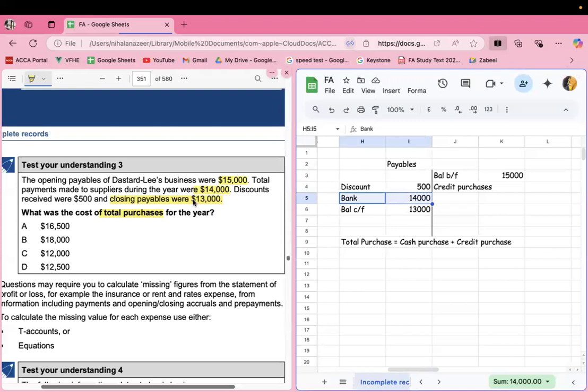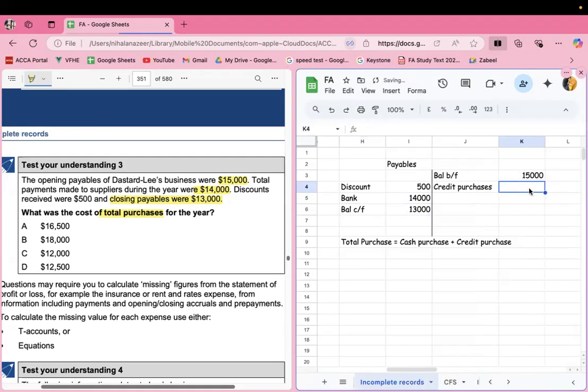The balance carried forward is given to you. So you're going to take that here. If balance brought forward is here, carried forward would be here. Understood? Opposite. 13,000. And the balancing figure that you get after computing this would be the credit purchases. Okay. And as in the previous question, you're going to take total purchase equal to cash purchase plus credit purchase.